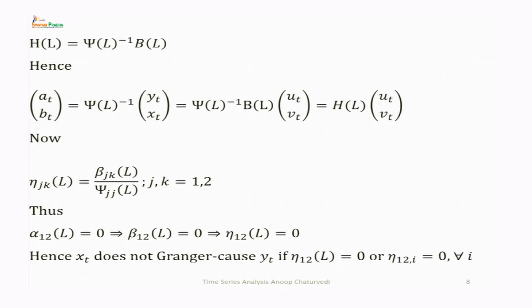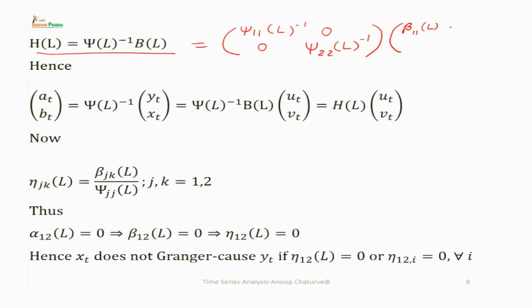Then eta_jk(L) is equal to beta_jk(L) divided by psi_jj(L). This you get from here: H(L) is equal to psi(L) inverse B(L), and this psi(L) is a diagonal matrix. Its diagonal elements are psi_1(L), psi_2(L). So, this is actually equal to the matrix with psi_1(L) inverse, 0, 0, psi_2(L) inverse, multiplied by B(L), which is beta_11(L), beta_12(L), beta_21(L), and beta_22(L).